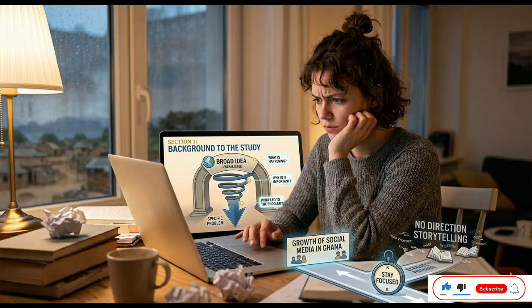Section 1, Background to the study. The background to the study explains the general idea behind the research topic. This section introduces the issue or situation you want to study. You move from a broad explanation to the specific problem. For example, if your topic is about social media and academic performance, you can begin by talking about the growth of social media usage among students and how it affects learning. The background should help the reader understand what is happening, why it is important, and what led to the research problem.